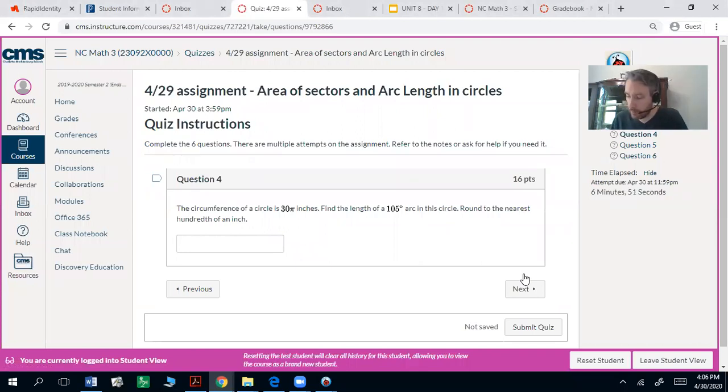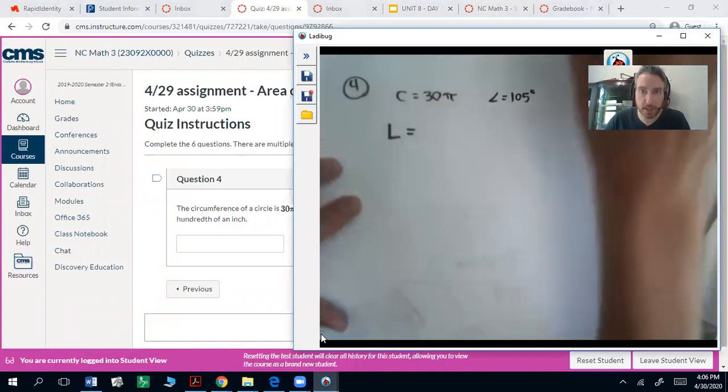Okay, question 4, moving on. The circumference of a circle is 30 pi. The length we want to find, but the central angle is 105 degrees. What is the length? All right, length of an arc is not the same as area of a sector.